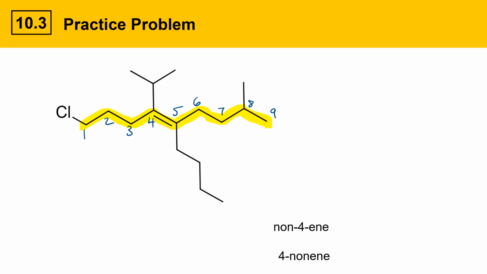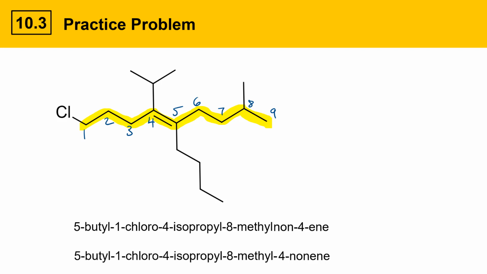This molecule contains a chloro group in the 1 position, a butyl group in the 5 position, an isopropyl group in the 4 position, and a methyl group in the 8 position. Placing those groups alphabetically out in front of the root name gives 5-butyl, 1-chloro, 4-isopropyl, 8-methylnon-4-ene, or under the older rules, 5-butyl, 1-chloro, 4-isopropyl, 8-methyl-4-nonene. This is enough to describe the connectivity of the molecule, but we need the E and Z labels to properly describe which of the 2 stereoisomers we've got here.